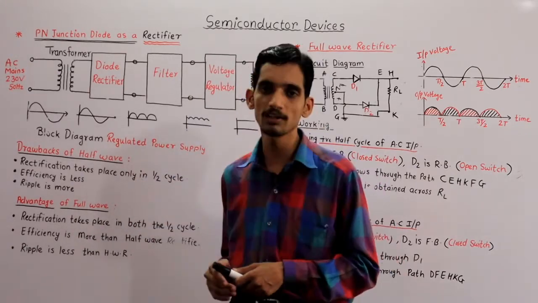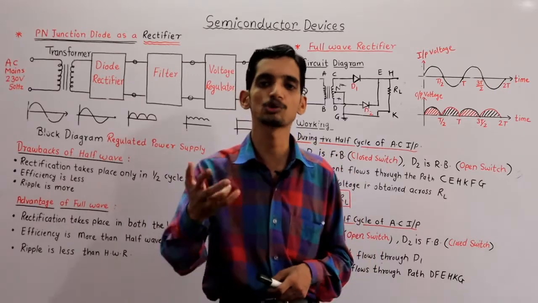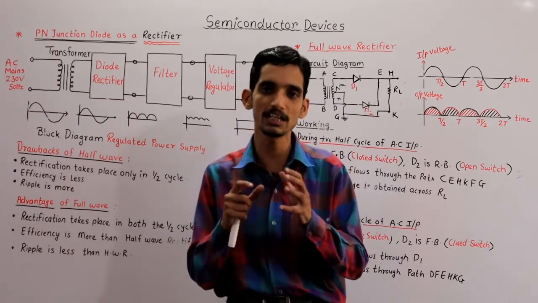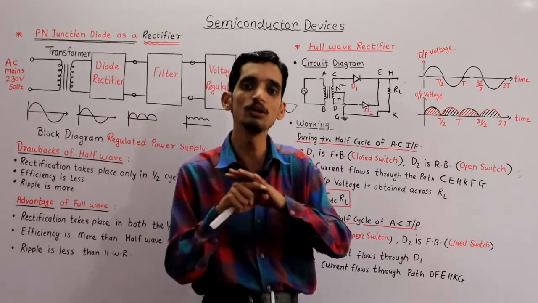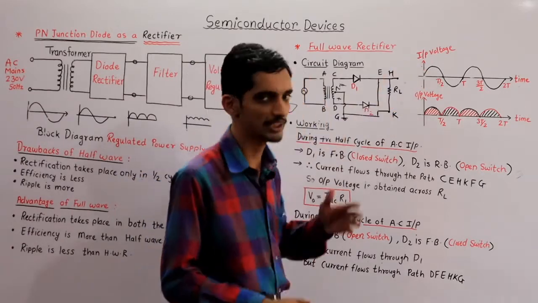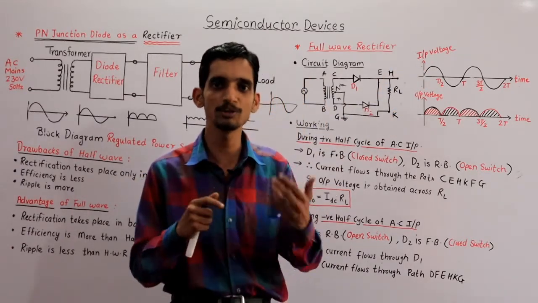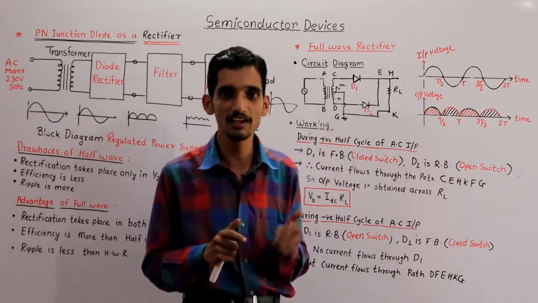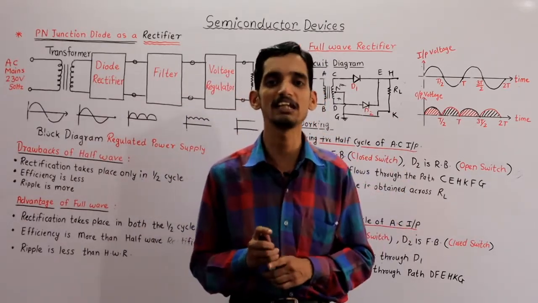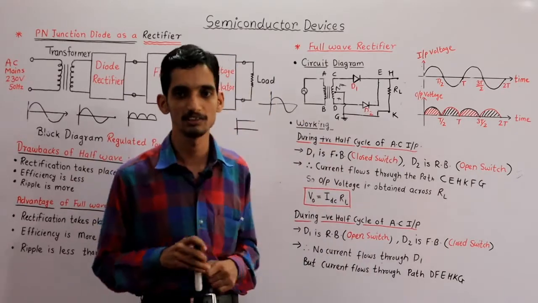Second important drawback is related with the first only. If someone is utilizing full things, it means it is more efficient. Now we are utilizing only one half cycle. Something is wasted, it means what? Efficiency is less. And this is which process? Rectification. So rectification efficiency is less in case of half wave rectifier. This is an important point.